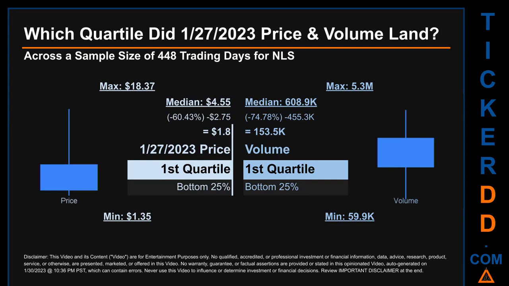Quartiles tell us about the spread of a data set by breaking that data set into quarters, just like how the median breaks the set into half. Descriptively, NLS has a median price of $4.55. Therefore, January 27, 2023 price was lower from that middle marker by 60.43%. The day's volume of 153.5 thousand was less than the median by 74.78%.